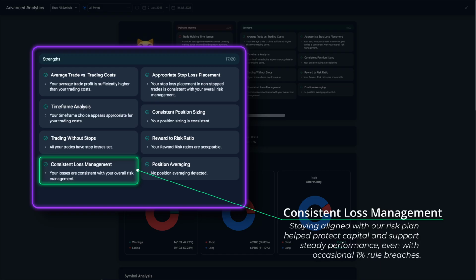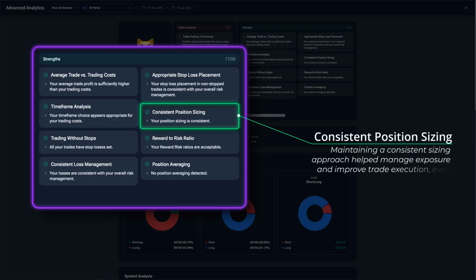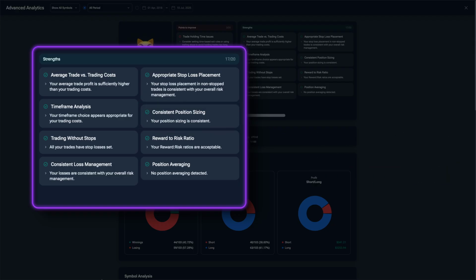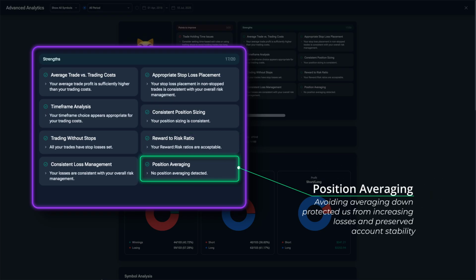Consistent loss management. Our losses were consistent with our overall risk management plan, even when we occasionally exceeded the 1% rule. Appropriate stop-loss placement. Stop-loss placement in non-stop trades was consistent with our overall risk management system. Consistent position sizing. Despite the risk management issues noted earlier, our position sizing showed consistency in approach, just at higher risk levels than planned. Reward-to-risk ratio. Our reward-to-risk ratios were acceptable, meaning we weren't taking low-probability, high-risk trades. Position averaging. No position averaging detected. We weren't doubling down on losing trades, which is a common account killer.